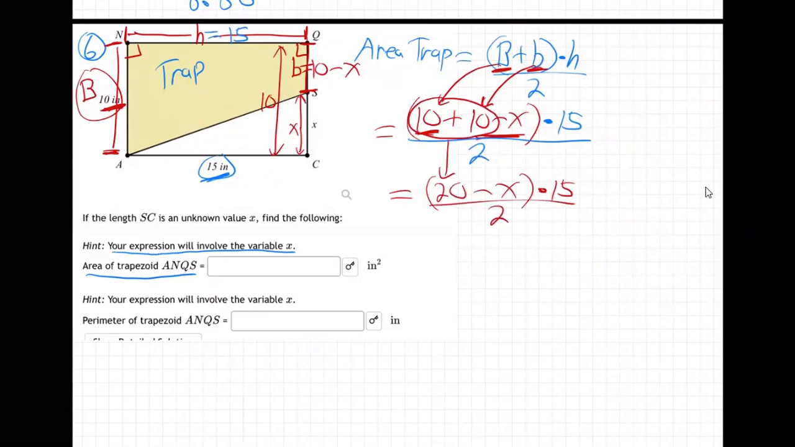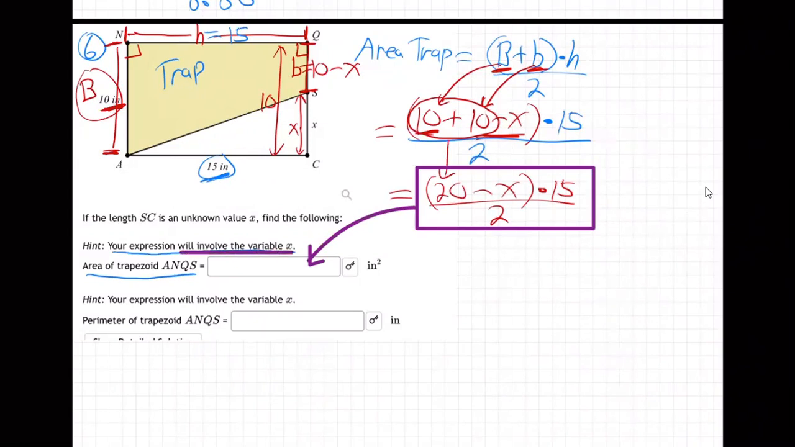Let me put a box around that. That's our answer. Type that in, just like that, with that whole x expression. That's what they were saying. It will involve the variable x. So that whole expression, you can't simplify it anymore than that. So type in that whole expression for the area of a trapezoid.